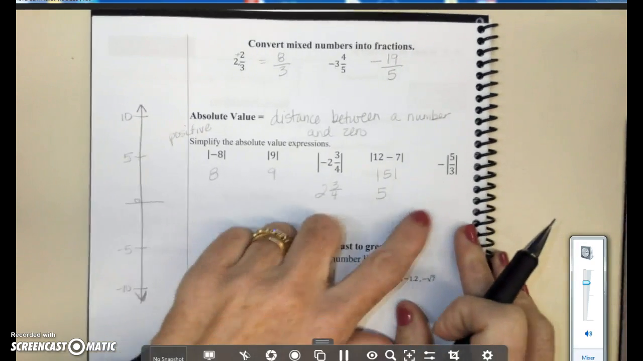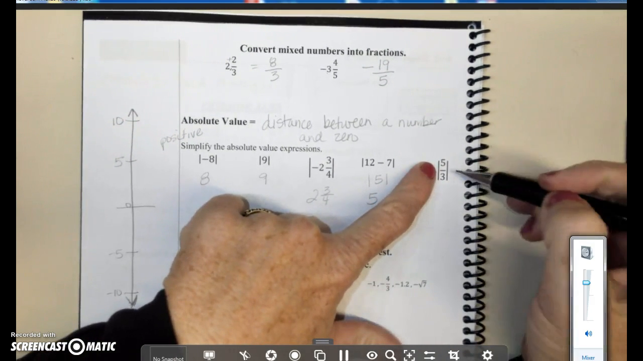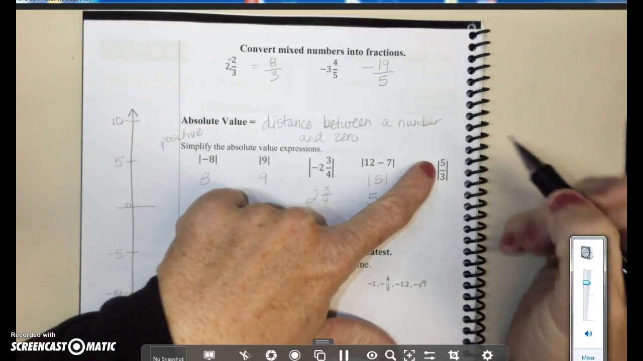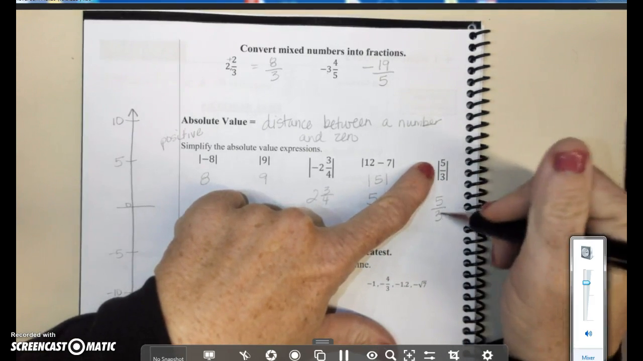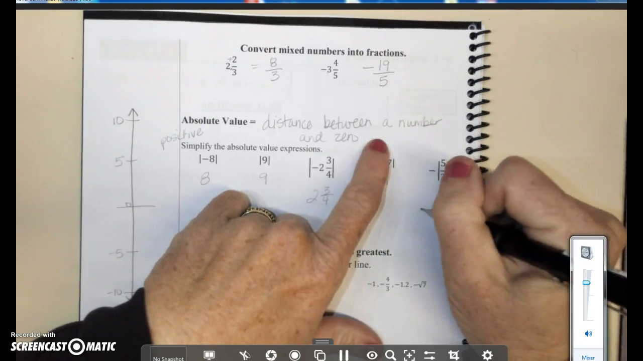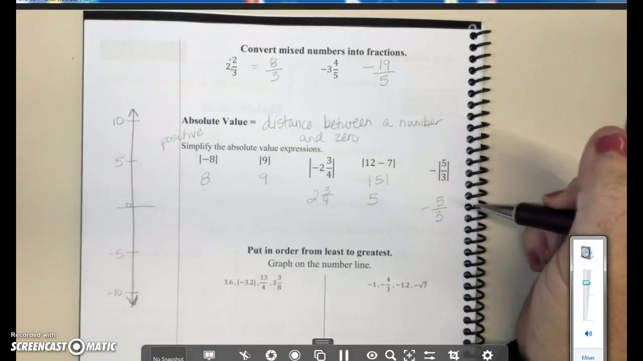This time it's different, because you want to look at what's inside the bars first and then think about the negative. So the absolute value of 5/3 is 5/3. And then after we've taken care of that, taken the bars away, then we're going to apply that negative to it. So that's the only time that an absolute value expression will be negative.